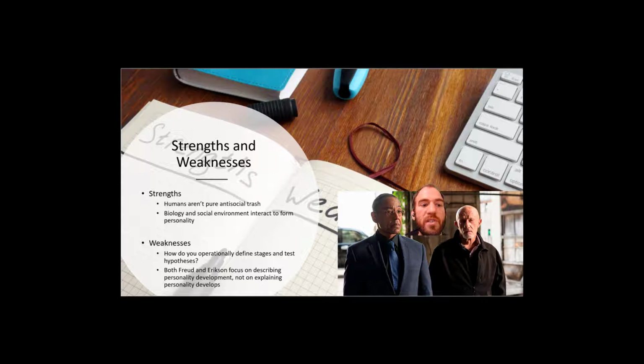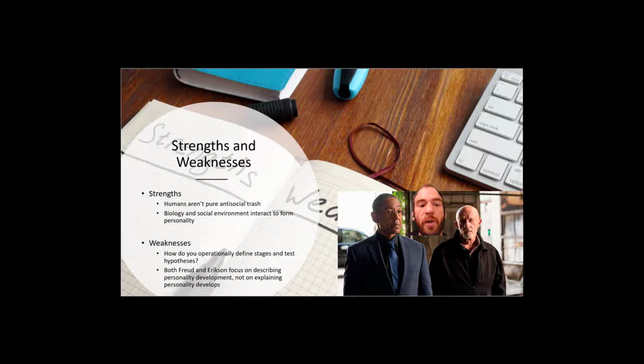Strengths and weaknesses. Humans aren't pure antisocial trash. Freud had a much more negative view, not as much as I'm saying, but he had a much more negative view of humanity. Biology and social environments interact to form personality. So more emphasis on social environmental factors.